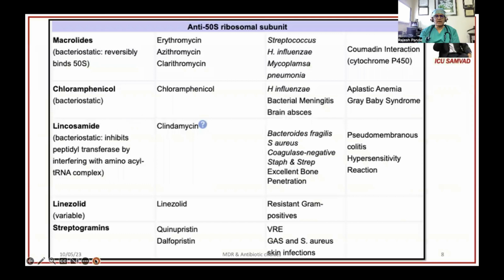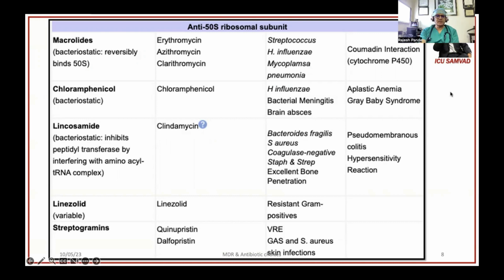Macrolides are again bacteriostatic. They reversibly bind to the 50S subunit: erythromycin, azithromycin, clarithromycin. They are effective against respiratory tract infections, as you can see here: Streptococcus, H. influenzae, Mycoplasma pneumoniae. Chloramphenicol is bacteriostatic. The drug is coming back because of its spectrum and the MDRO that we are facing. H. influenzae, bacterial meningitis, brain abscess.